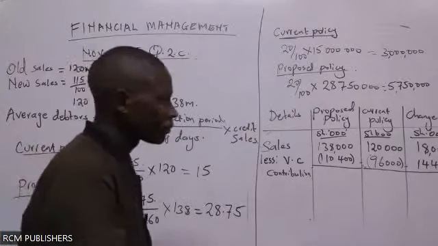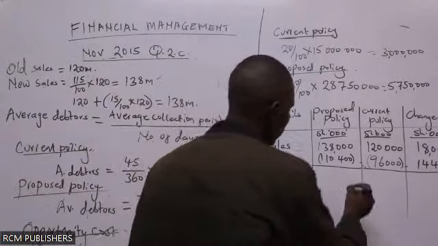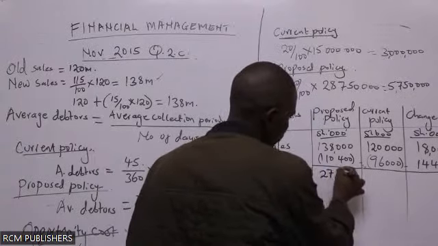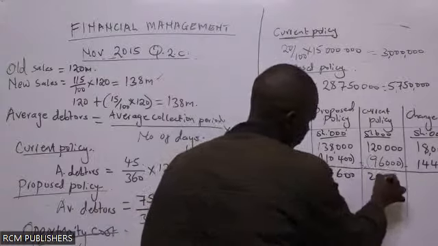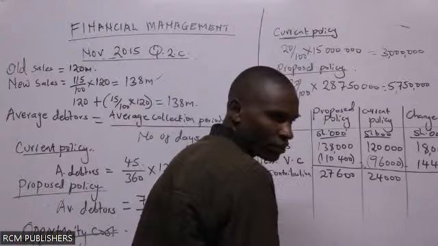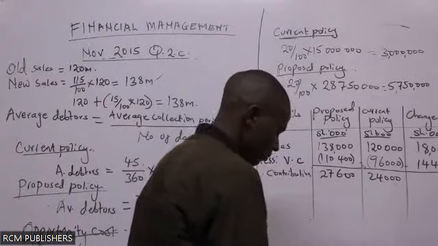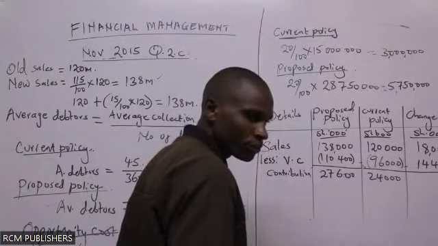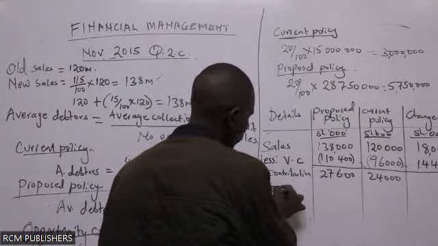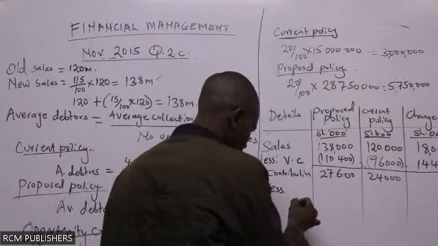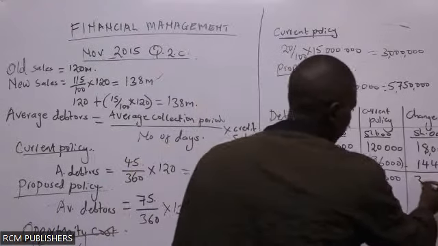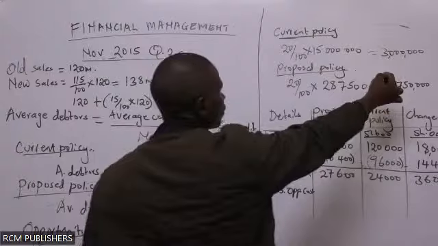Contribution patie. Yeah, haraka. 27,600 and 24,000. I hope we are correct. Then give me the change, so that we raise our opportunity cost. That's 3,600. Let's raise our opportunity cost.